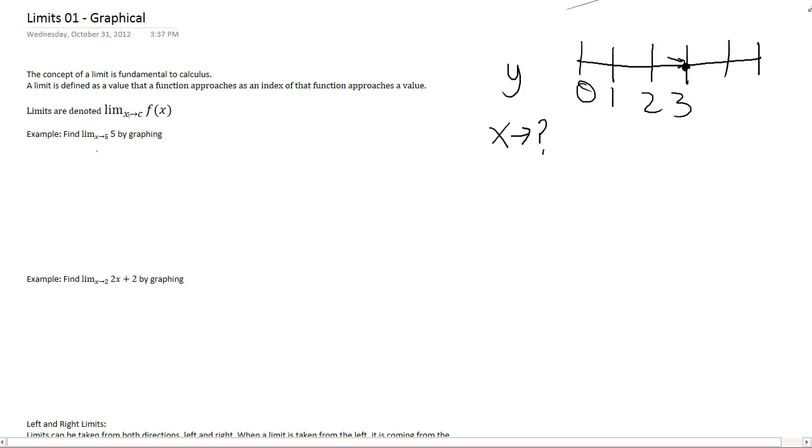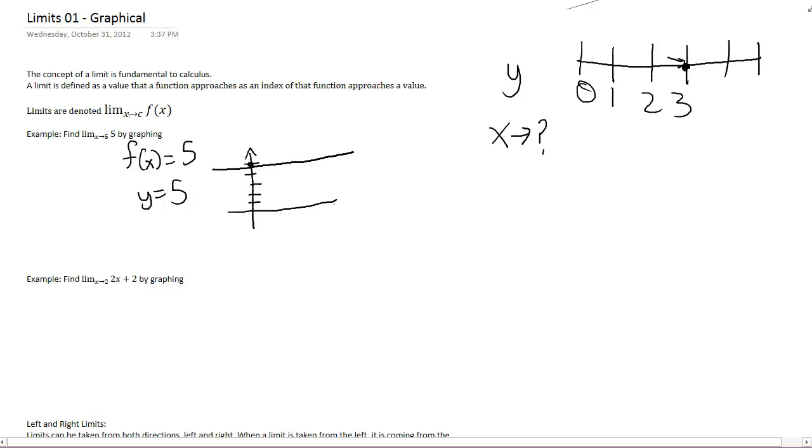So for the first example, we have find the limit as x approaches 5 of the number 5. So the function f of x is equal to 5. So f of x equals 5. Another way you could write that would just be y equals 5. Now you should be able to graph that very easily. So we have y is always equal to 5, so then we just have a horizontal line at 5. And I know I wasn't quite on my 5 mark there, but just pretend that I hit it.